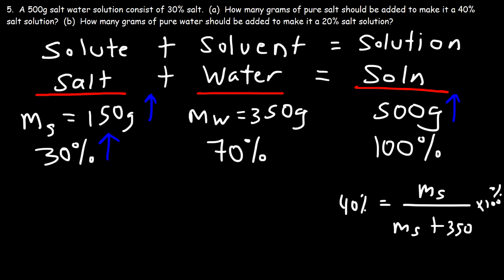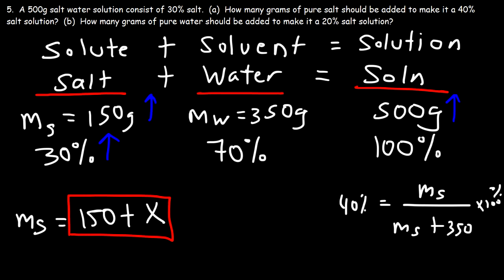Now, what should we write for the mass of the solute? Because if we put 150, then this equation won't work. This should be 30%. So it can't just be 150 alone. Now remember, we're going to increase it by some unknown value. So it's going to be 150 plus the number of grams of pure salt that we're adding to make the mass percent 40%. So that unknown amount that we're adding, we're going to call it x. So ms in this problem is 150 plus x.